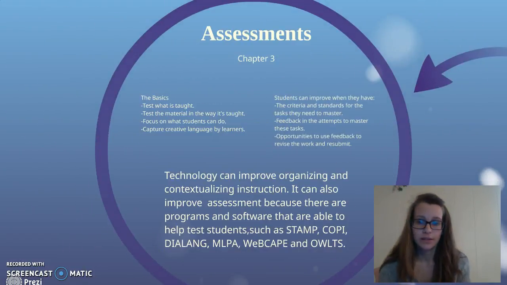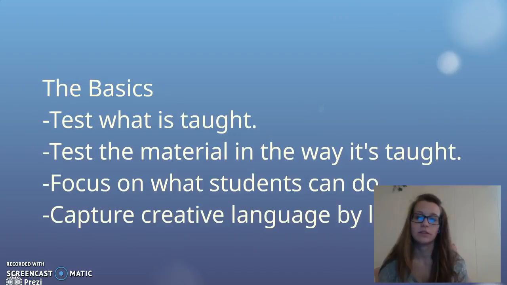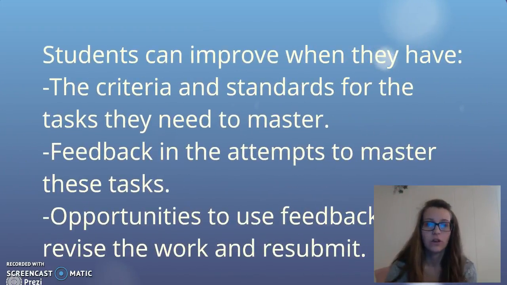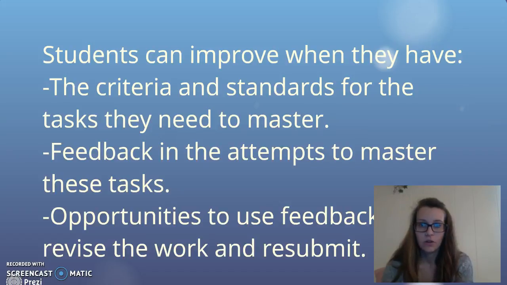They also talk about assessments in this book. The basics for assessment is they say to test what is taught and also test the material in the way it's taught and focus on what students can do. Lastly, it's important to capture creative language by learners. Also, through assessment, students can improve when they have the criteria and standards for the tasks they need to master. They are given feedback in the attempts to master these tasks. And lastly, they have opportunities to use feedback to revise the work and resubmit.